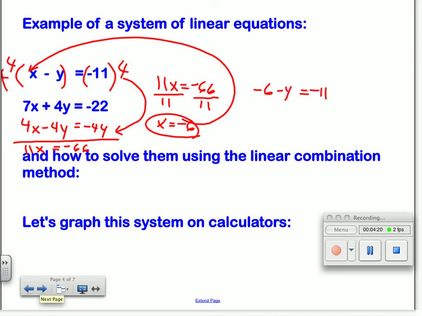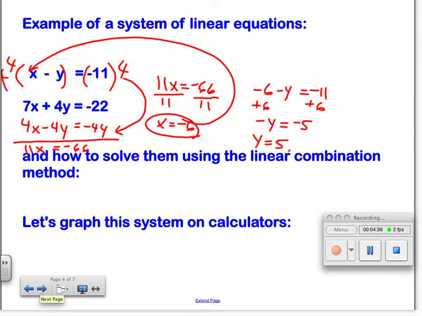Going back to my original equation in blue. So let's solve this. We're going to add 6 to both sides, and we're going to get minus y equals minus 5. And if I multiply both sides by minus 1, I'll get y is equal to 5.